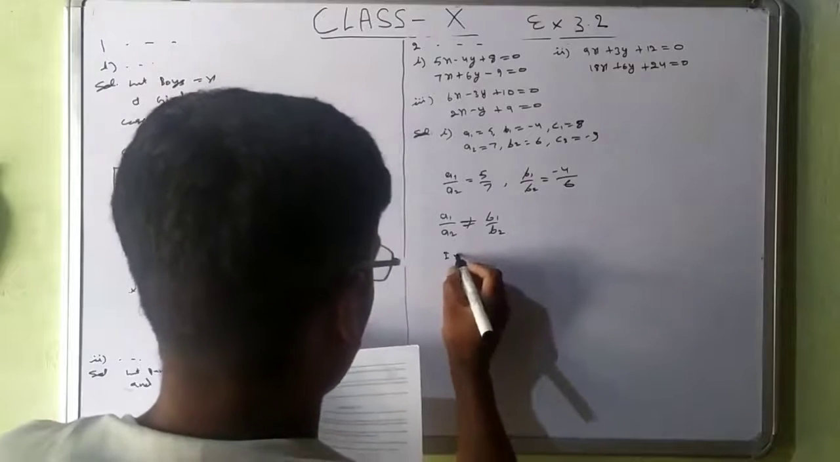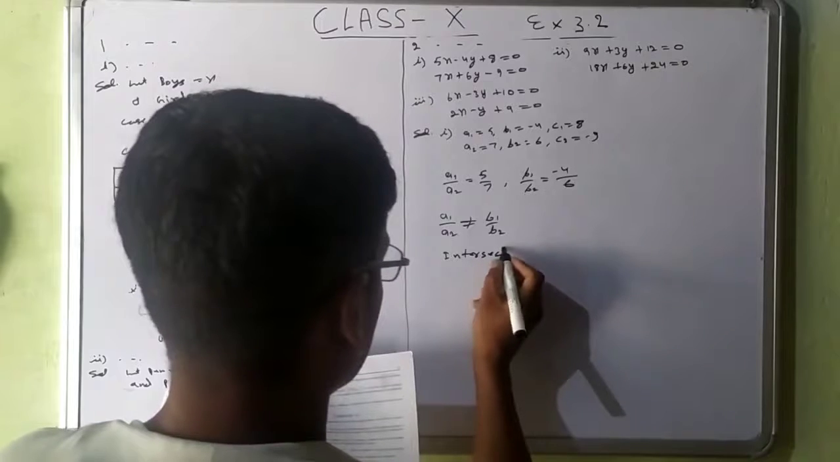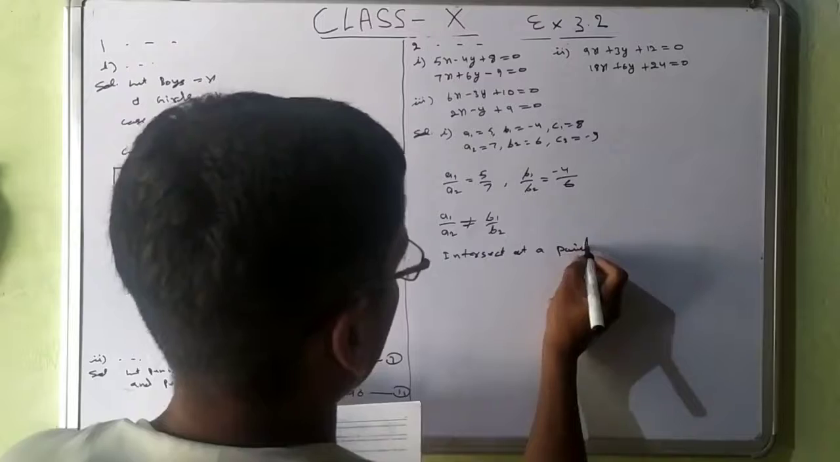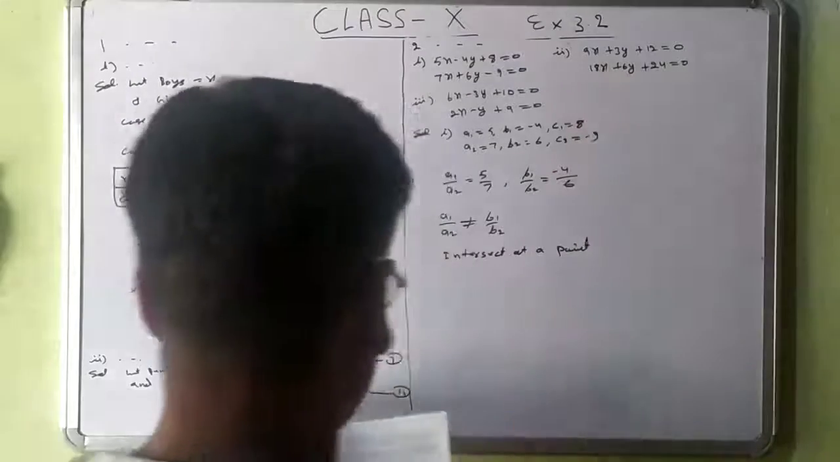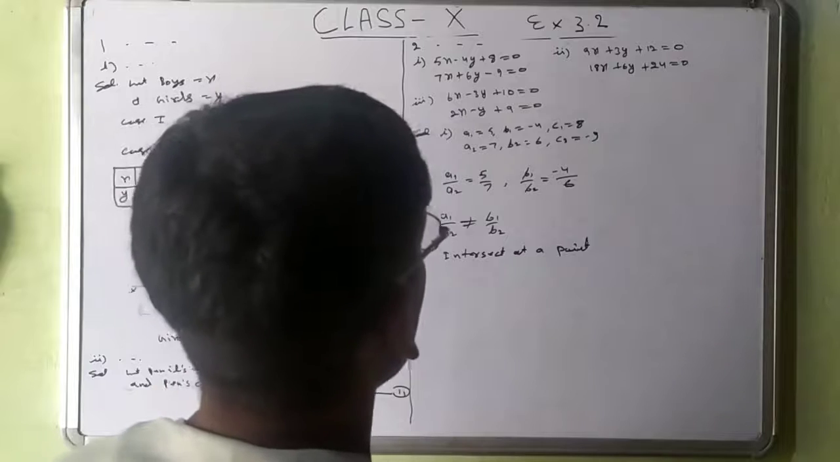So they intersect at a point, right? You can do another also like this, okay? With the help of the table.